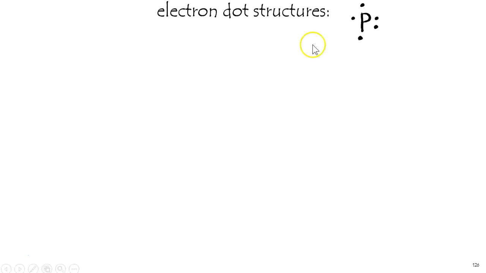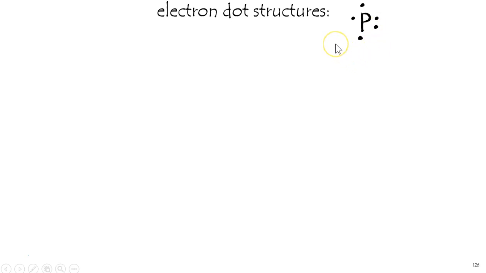Here's the electron dot structure for phosphorus. We see P written for the phosphorus atom, and we see 5 little dots arranged like this. What is going on? Well, if you take a look at phosphorus, you realize it has 5 valence electrons. That's 5 dots. All the electrons within the inner shells are just filled up. So these are the 5 electrons that matter, the ones that are really responsible for chemical behavior.